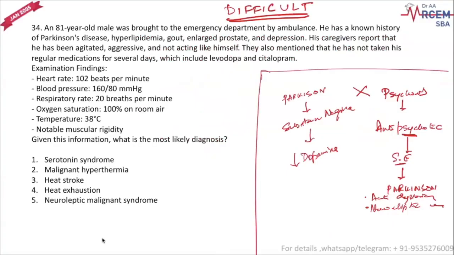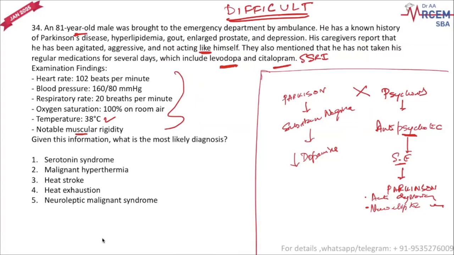An 81 years old male was brought to the ED by ambulance. He is a known case of Parkinson's, hyperlipidemia, gout, enlarged prostate, depression, multiple comorbidities. His caregivers report that he has been agitated, aggressive, not acting like himself. They also mentioned that he has not taken his regular medications for several days, which include levodopa and citalopram. Citalopram is an SSRI. Findings are given here. There is a raised temperature in this patient, and noticeable muscle rigidity is also present.